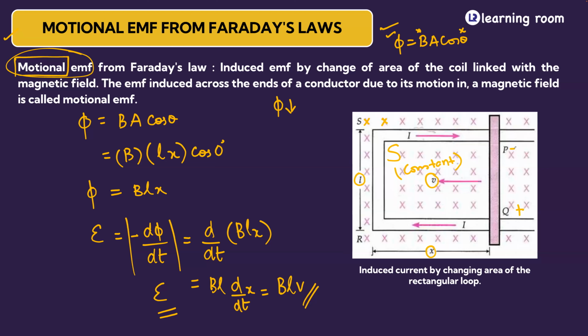From the concept of Lenz's law, we are clear with the fact that P is going to be negative and Q is going to be positive. Am I right? Now the question is, is there any other way to find the polarity of these points? That's what we are going to see.